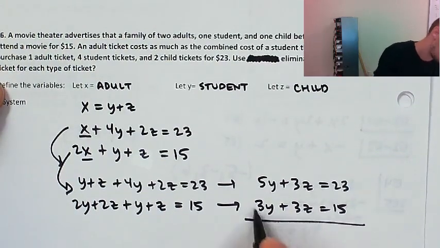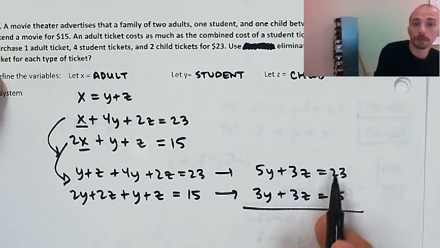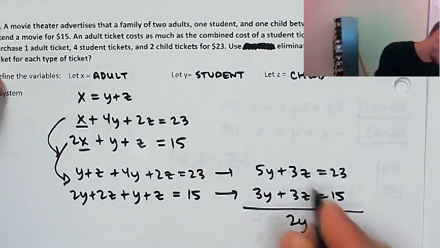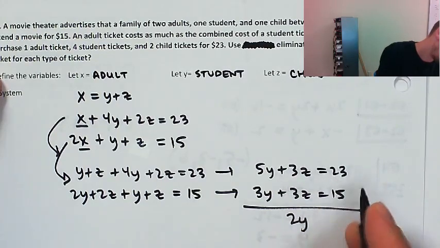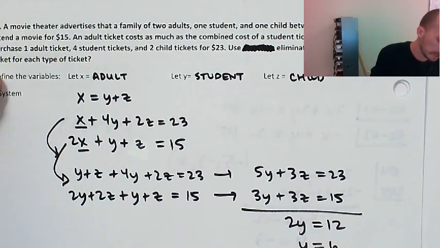Now I'm going to subtract this equation from that equation, which is something I don't do that often, but when it just looks really nice for it, 5y minus 3y, we can do that. That's 2y. That's going to be 0. 23 minus 15 is going to be 12. So y, a student ticket, is $6.